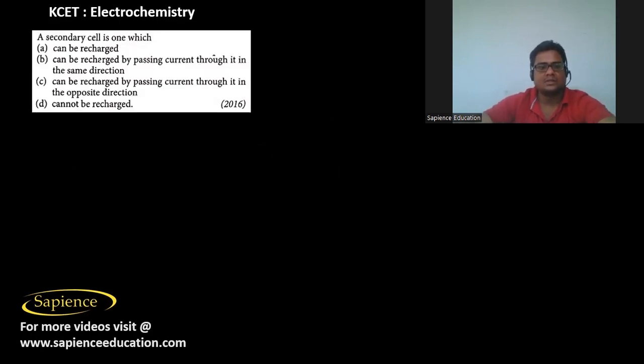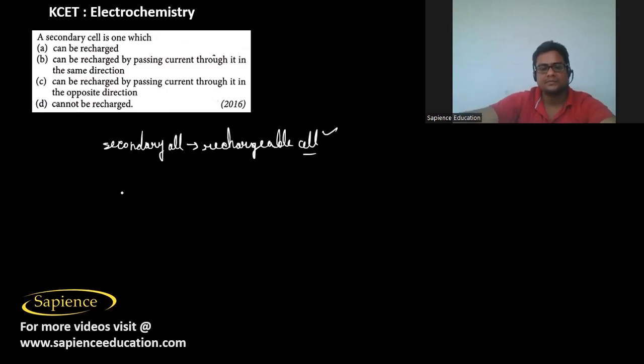Then it is told secondary cell is one which, the secondary cell means it is a rechargeable cell. So a secondary cell is one which can be recharged by passing current through it in the opposite direction. So if current is passed through it in the opposite direction, then it can be recharged. So option C is the correct answer.